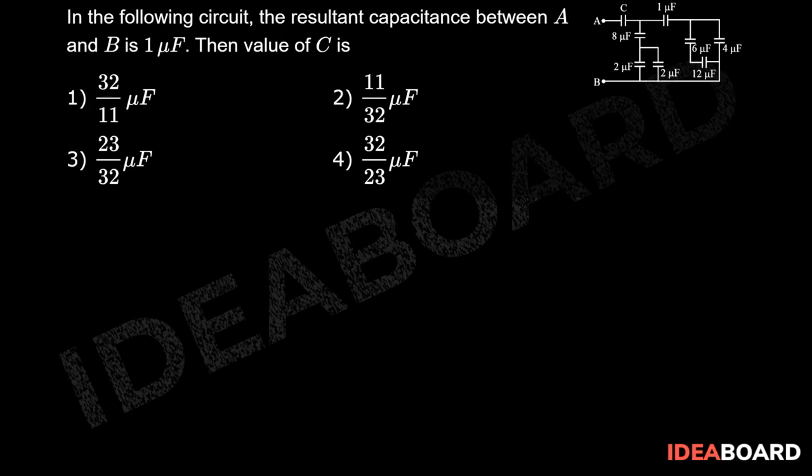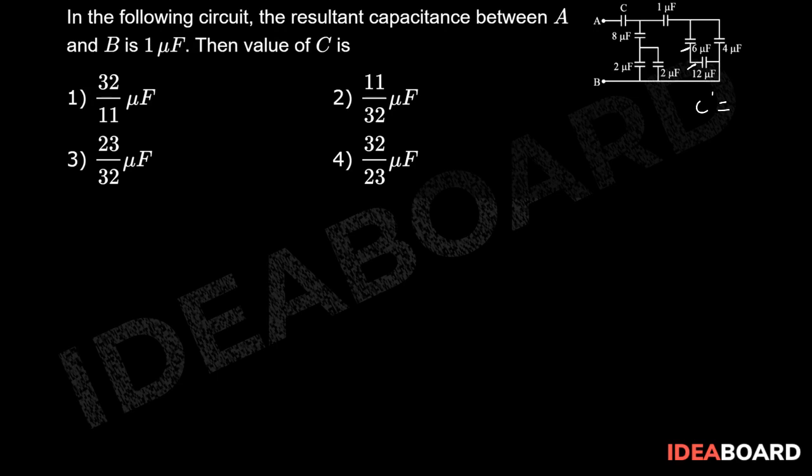In the following circuit, the resultant capacitance between A and B is 1 microfarad, then the value of C is. So here we can draw the simple circuit diagram. So what I can observe is that this 6 and this 12 are in series. So what is the equivalent of those?